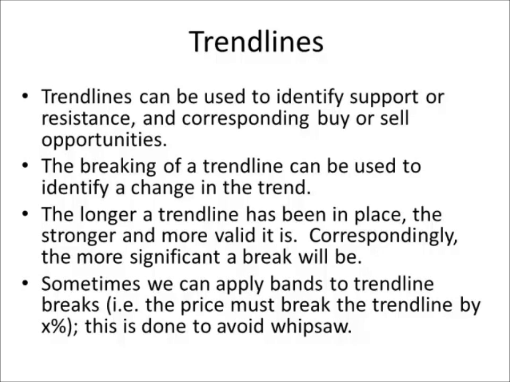And we've talked about whipsaw before. So if the price, for example, is moving fairly close to the trend line and it's kind of going up and down through it, that doesn't necessarily constitute a good signal, right? So in order to see the trend line break, we may want to see the price move at least a certain percentage away from the trend line in order to identify a break.